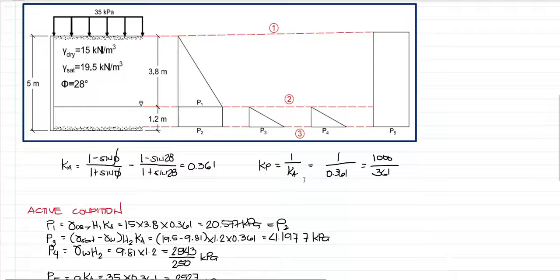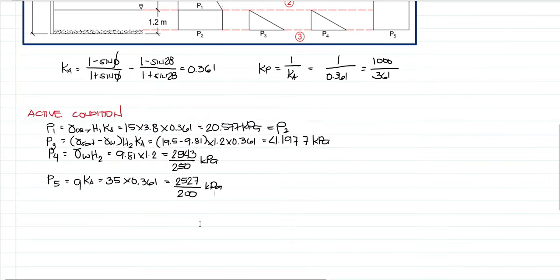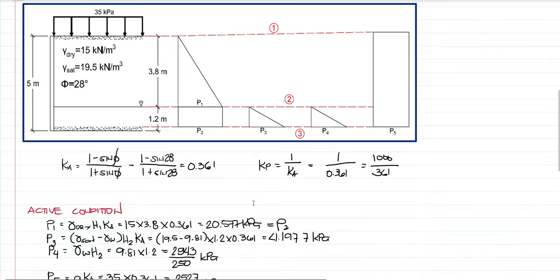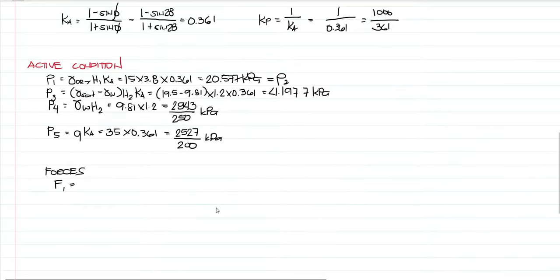Pwede natin siyang isolve using the force method and the resulting diagram method. So solve natin siya on the part of the force method. So for the forces, kunin natin yung areas ng pressure diagram natin. So forces, so dun tayo sa F sub 1. So that is a triangular figure. So that is 1/2 P sub 1 times 3.8. So that will be 1/2 times P sub 1 times 3.8.